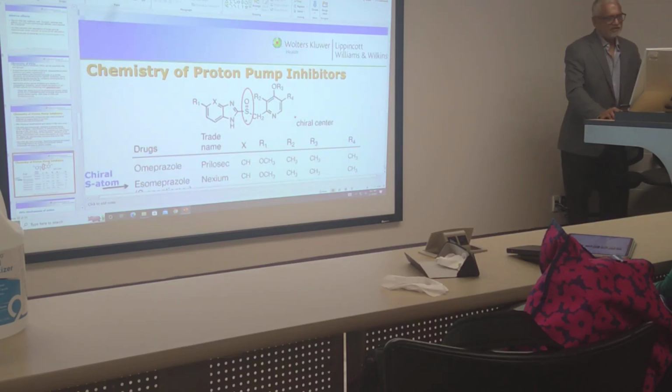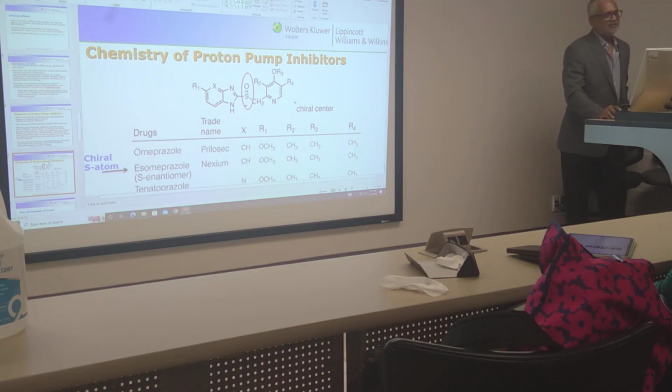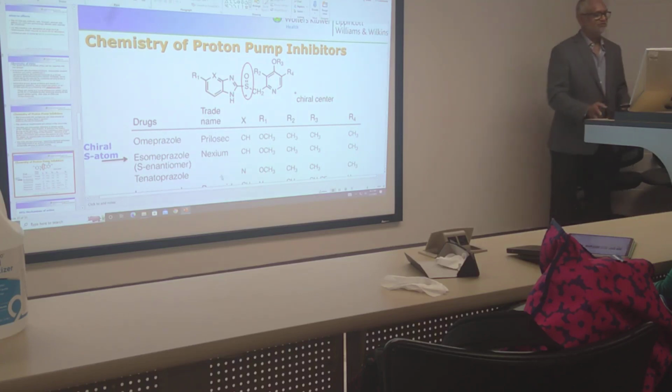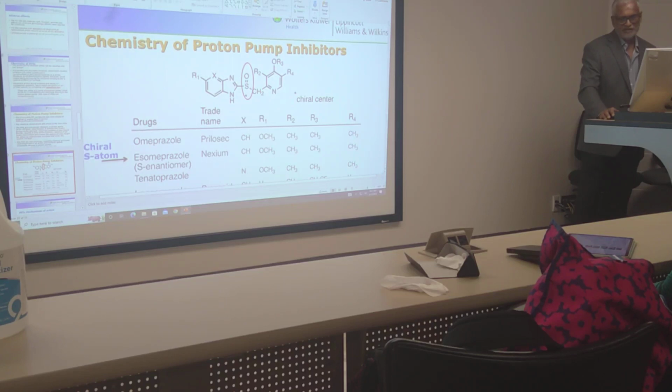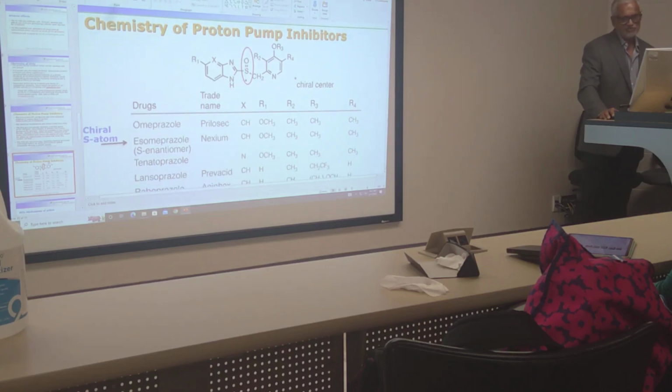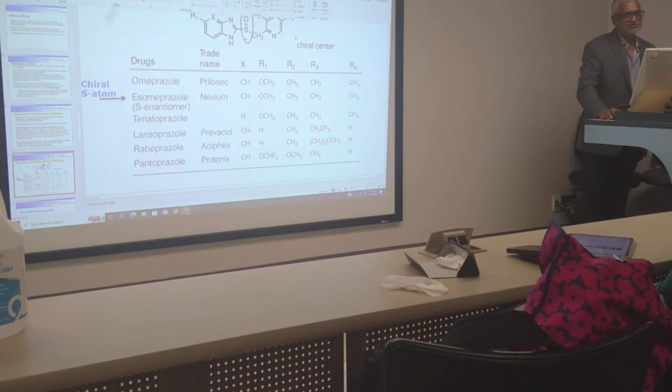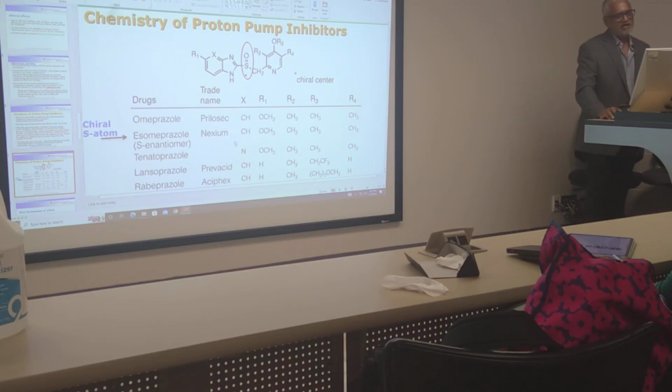So they are unique compared to H2RAs. Their names end with zoles: omeprazole, esomeprazole, tenatoprazole, lansoprazole, rabeprazole, and pantoprazole. And they differ because of the substitutions in these X, R1, R2, R3, R4 places.